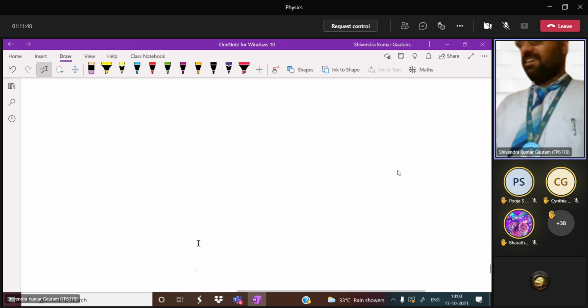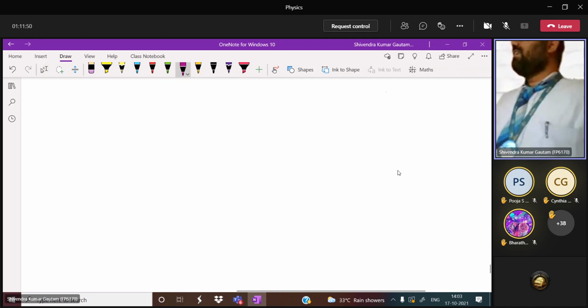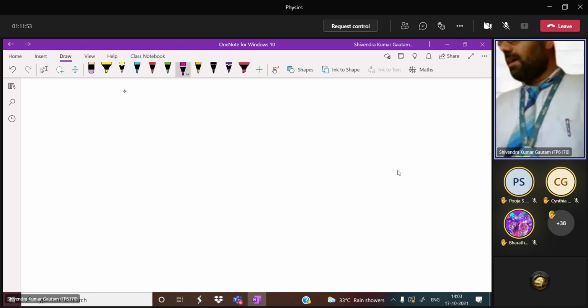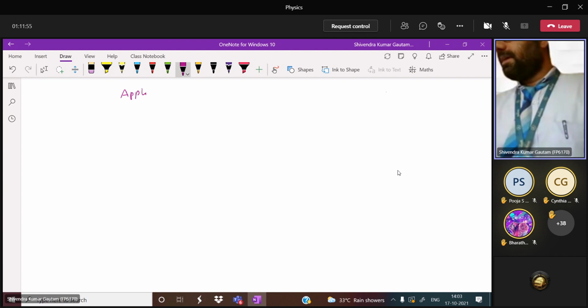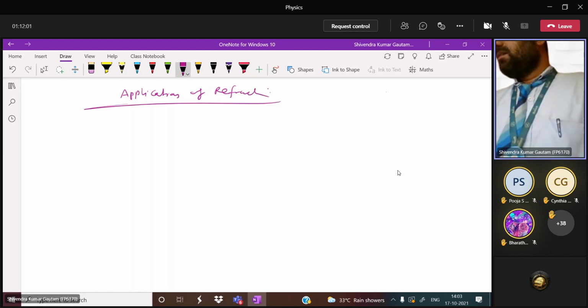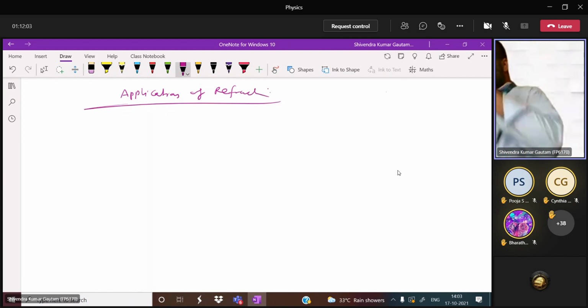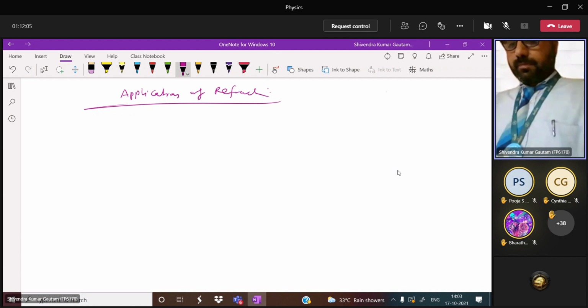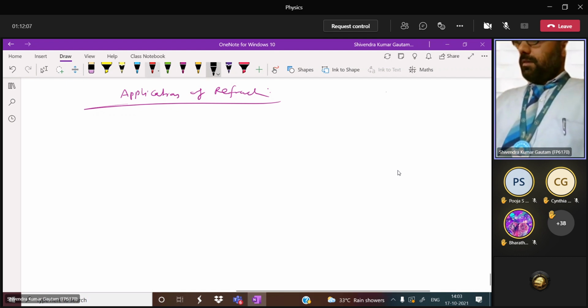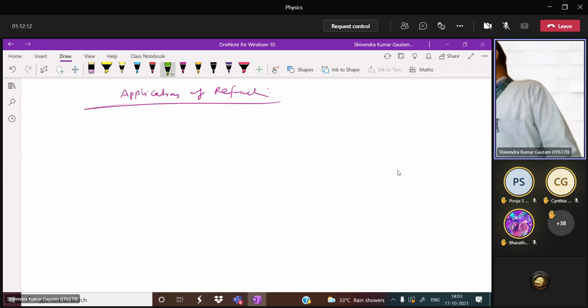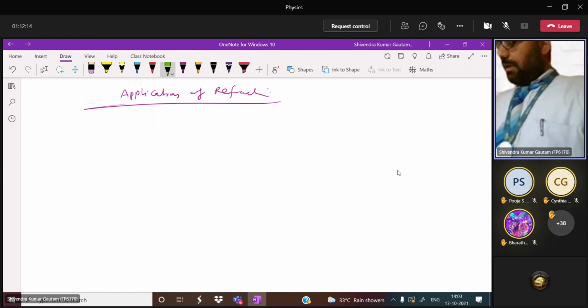Written down or not? Write down. Next heading, write down: applications of refraction. Here we'll see how to apply Snell's law, and so many practical examples are there.